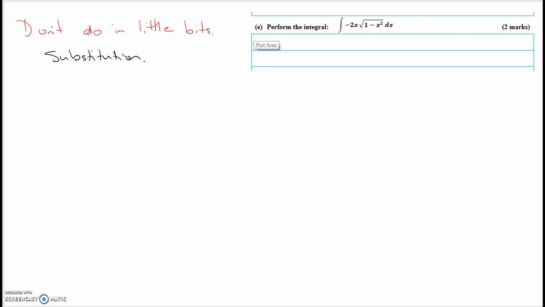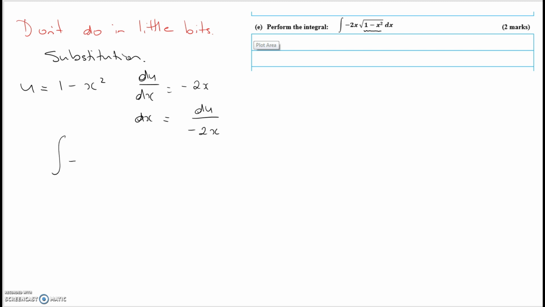So make a substitution. This bit here looks good. Remember, if it doesn't work, then it wasn't good. Okay, find the derivative of that. And what we need is we need to find dx. So dx equals du over negative 2x. Now we can put all of that into the integral.